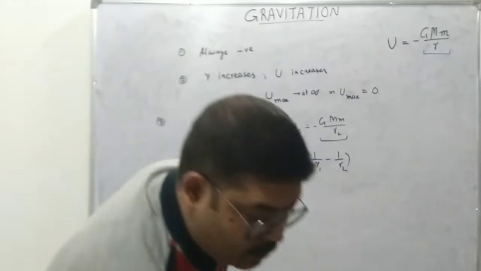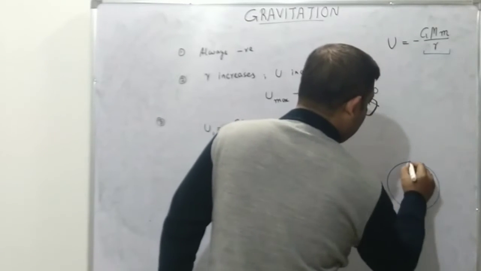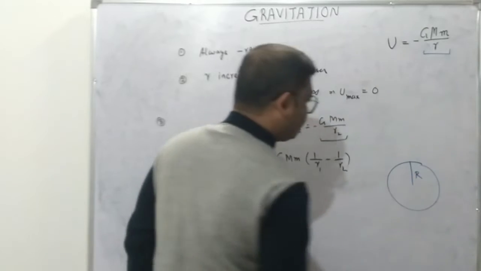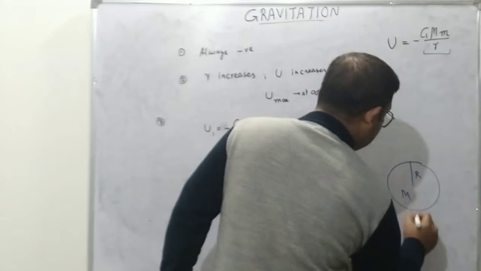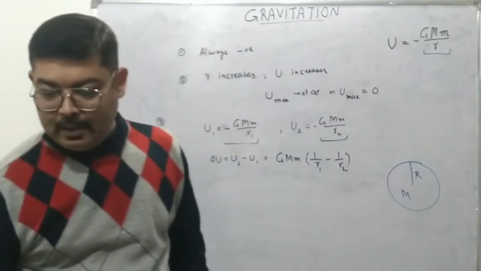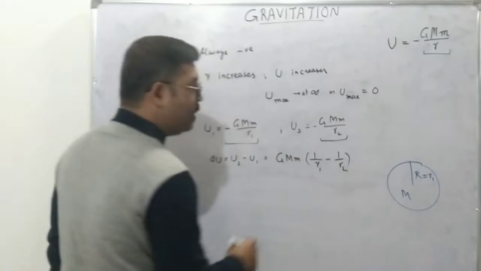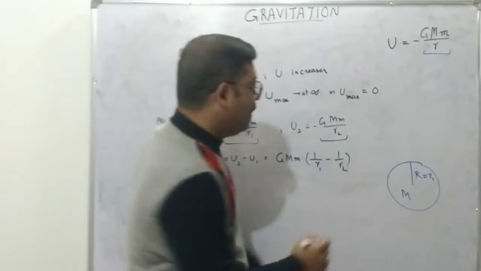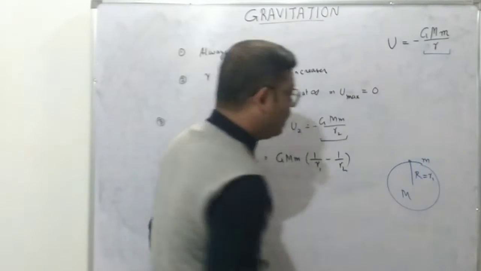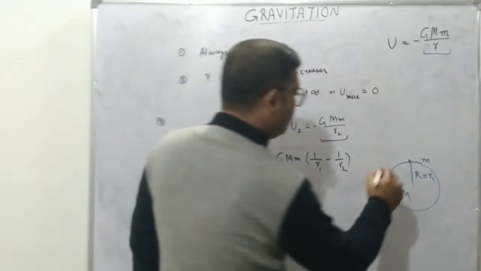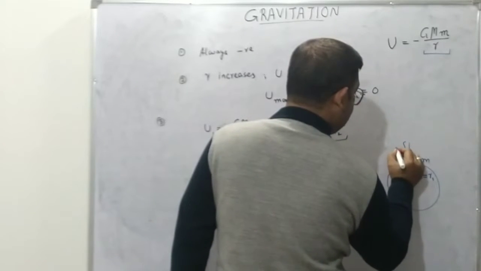Let us consider the case of Earth. Let's say this is the Earth, this being the radius r, and M is the mass of the Earth. Initially the object was here, R1 is equal to the radius of Earth, that is the small mass m was initially here. And finally we took it to a particular height above Earth's surface. This height, let's say, is h.